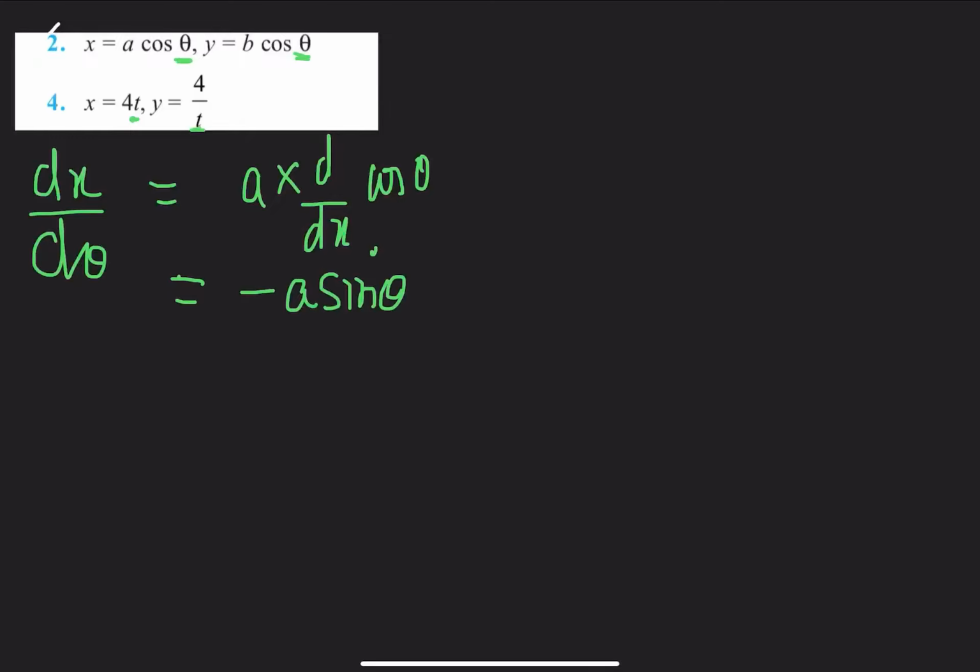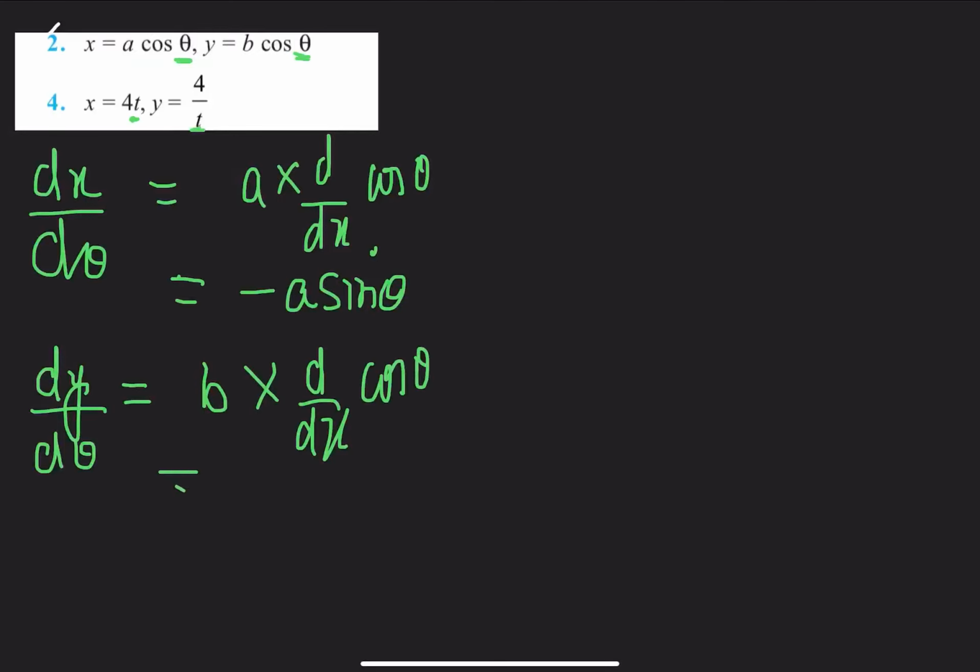Okay. Then the same thing we do for y as well. We get dy by d theta. Y is b cos theta. To do the same thing, b is a constant into the derivative of cos theta, which is minus b sin theta. As we already know, the derivative of cos theta is minus sin theta.